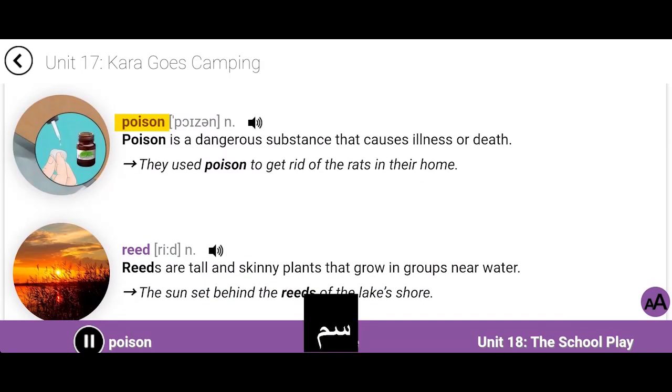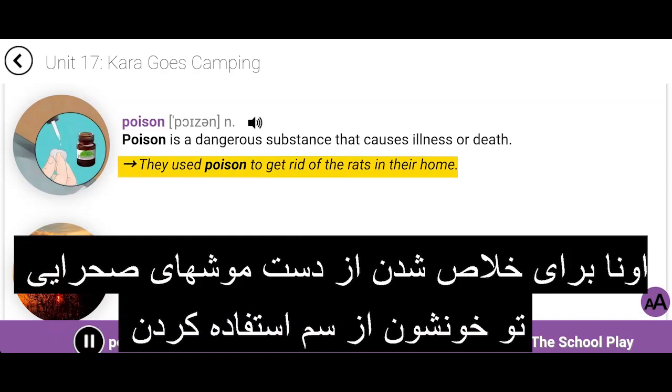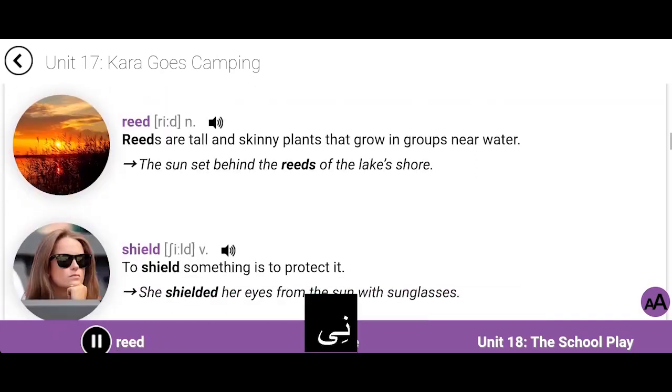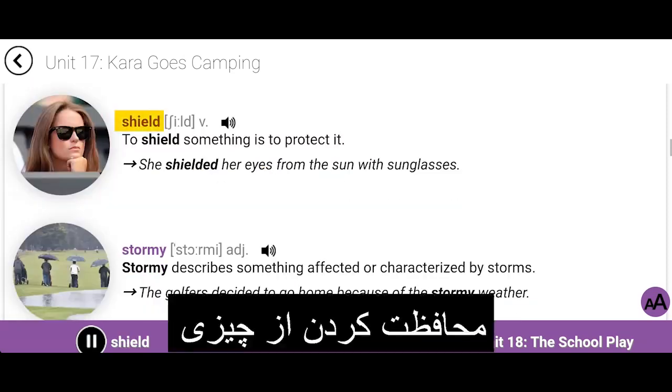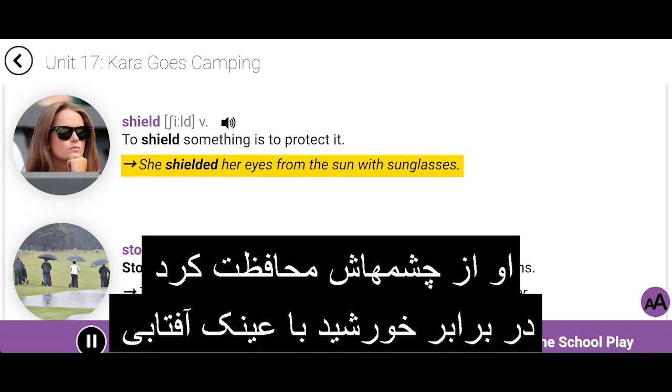Poison. Poison is a dangerous substance that causes illness or death. They used poison to get rid of the rats in their home. Reed. Reeds are tall and skinny plants that grow in groups near water. The sun set behind the reeds of the lake shore. Shield. To shield something is to protect it. She shielded her eyes from the sun with sunglasses.